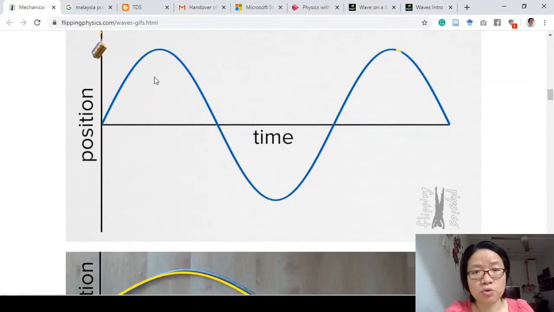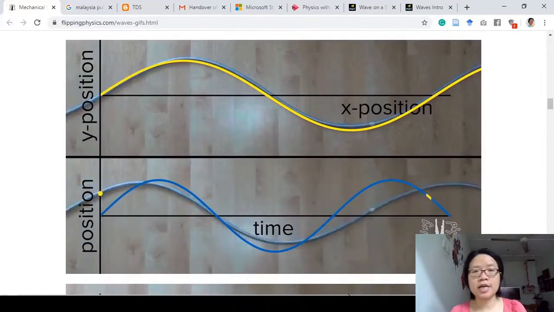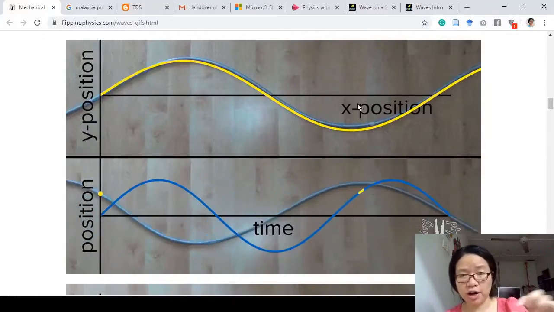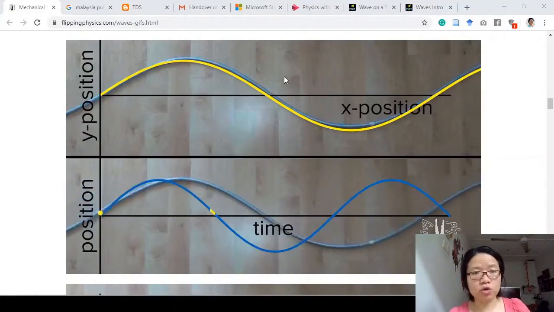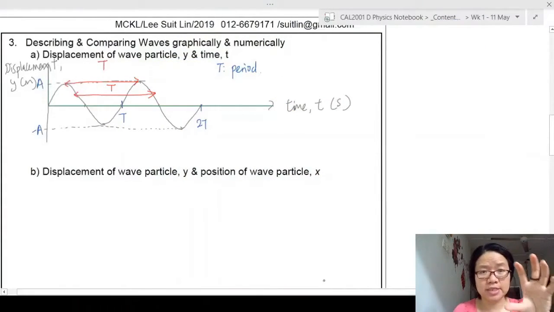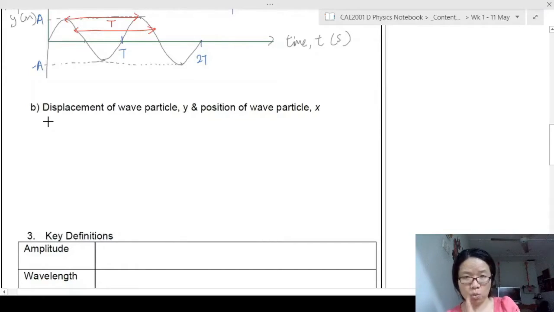So you can see what we're graphing is the position of one single particle against time. At different times, the particle will be at different positions. So that would be the second graph down here. But this is actually like a video. If you look at a single particle, this is taking a video of the particle traveling up and down. We just look at one single particle.